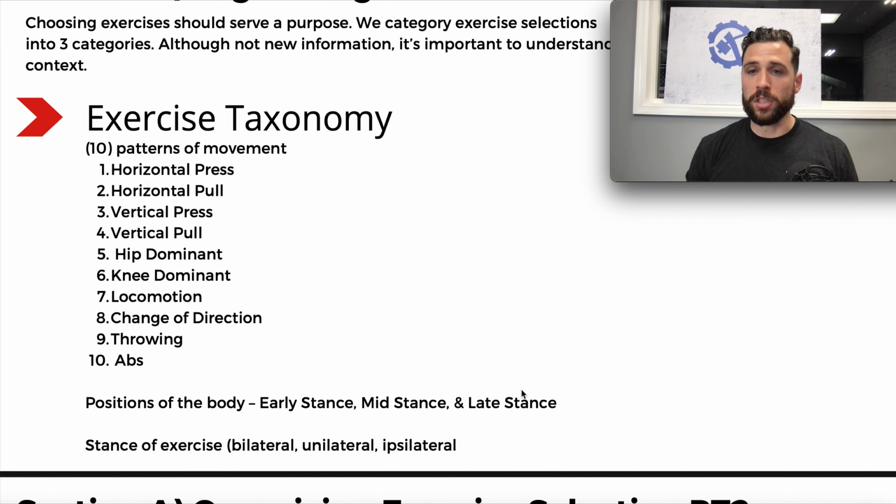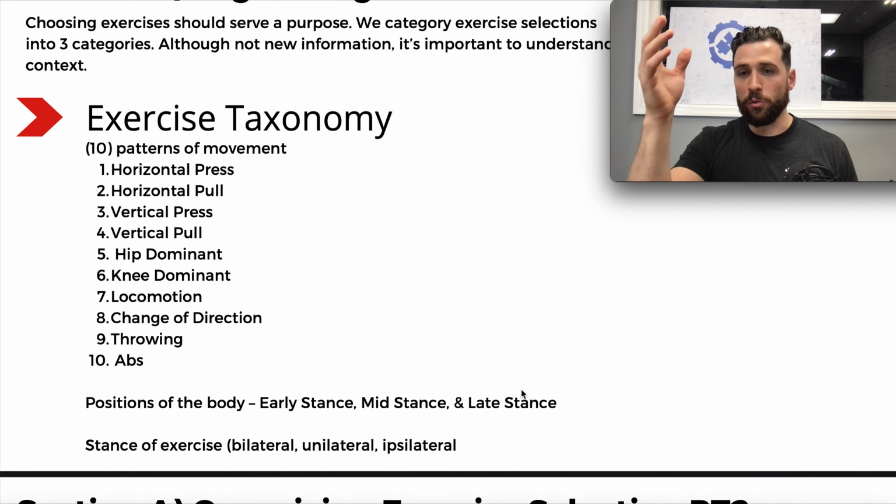Lastly, stance of exercise. We talked about this before in our programming speed: bilateral, unilateral, and ipsilateral. So knowing when to use all of those is very important, like we covered before.